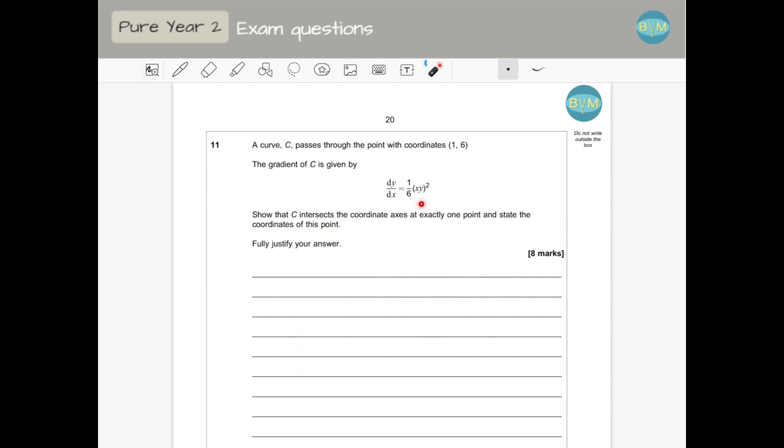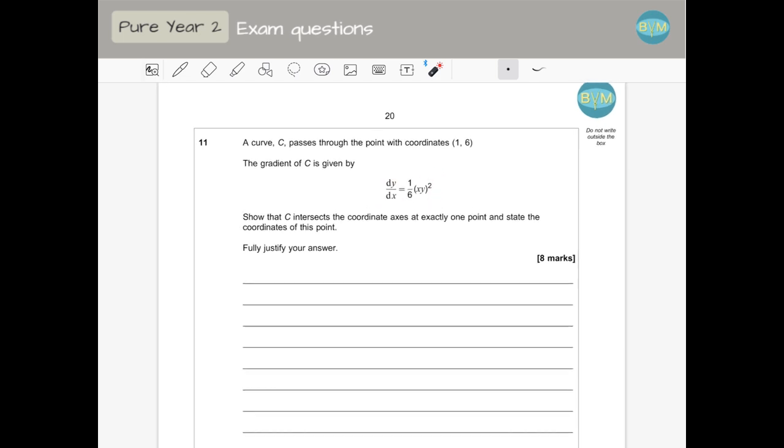So we are going to find the equation of the curve because we have the derivative and we have one point to find the constant of integration. This is a differential equation, so we have dy/dx with x and y. What we are going to do is separate all the y's on one side and all the x's on the other side.